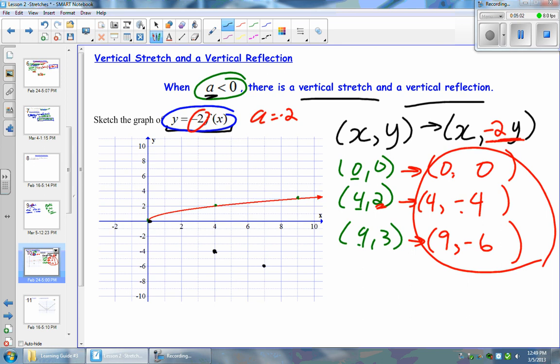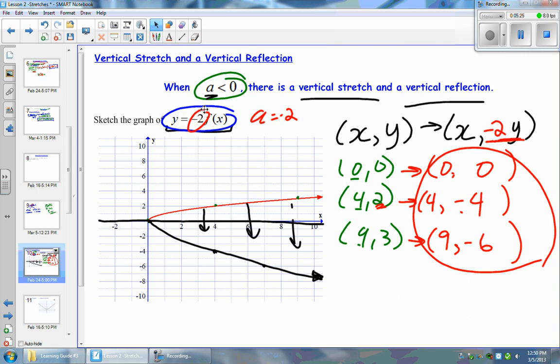We want to keep the same shape. It still needs to be a radical function, but this time it's going to have a little bit of a different shape. Also, it's going to have a vertical reflection in the x-axis, so all my points are vertically reflected down. And so that's my little introduction on vertical stretches and vertical reflections happening at the same time.